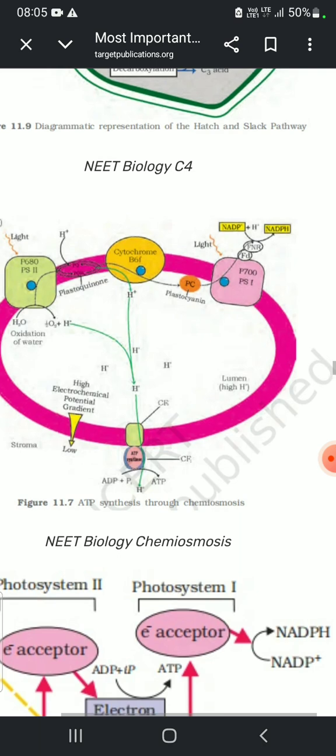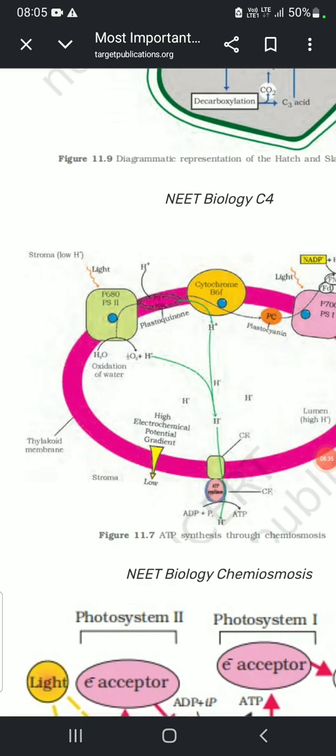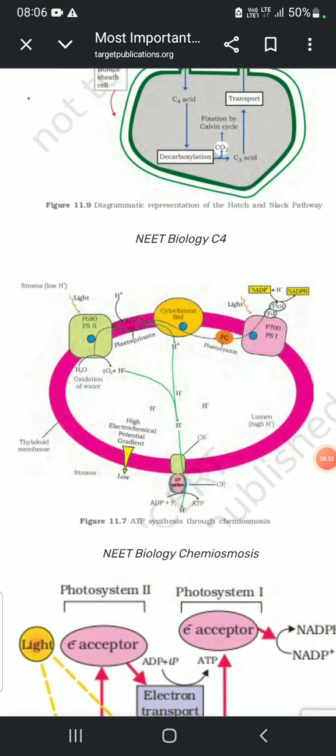As light enters P700, NADP plus is reduced to NADPH, and in PS2, when light reaches it, oxidation of water occurs. The stroma has a low H plus ion concentration and the lumen has a high H plus ion concentration. Through the ATP synthase, the H plus ions are transferred from the lumen to the stroma.